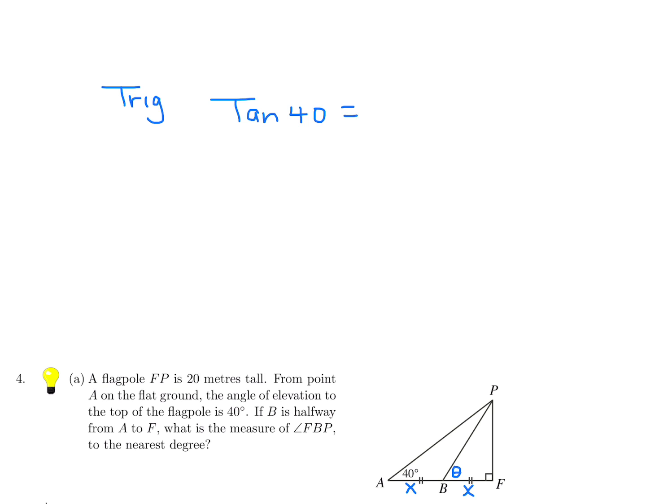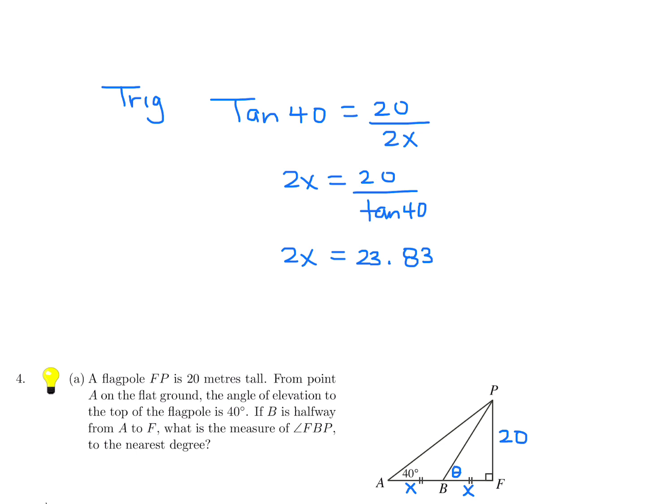It is opposite over adjacent. Opposite is from P to F, which they tell me is 20. So that equals 20, and adjacent is 2x, according to the way I labeled it. So 2x, therefore, is 20 over tan 40. Using your calculator, you'll get 23.835, and therefore x is equal to 11.917 approximately. Okay, but that's not what they want.